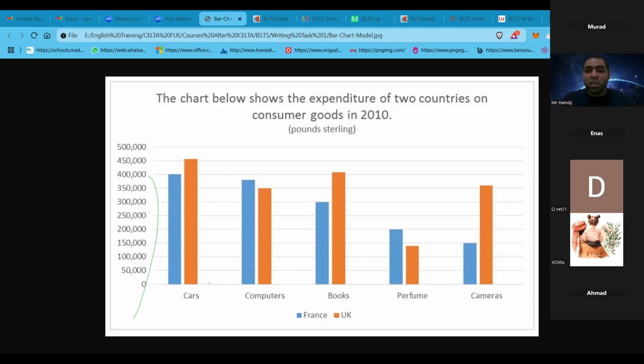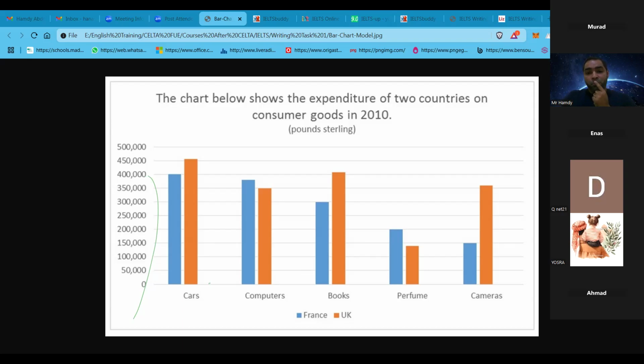You have to speak about the most and the least. Have a look here. You speak about the most or the highest, and the lowest or the least. The most amount on cars and the least amount of money on perfumes. Then we can use the shift, there's a twist, in cameras, so we can write about it.